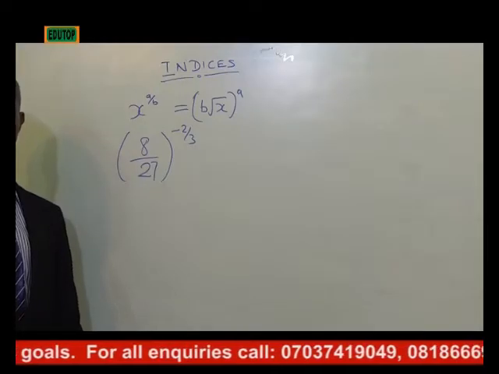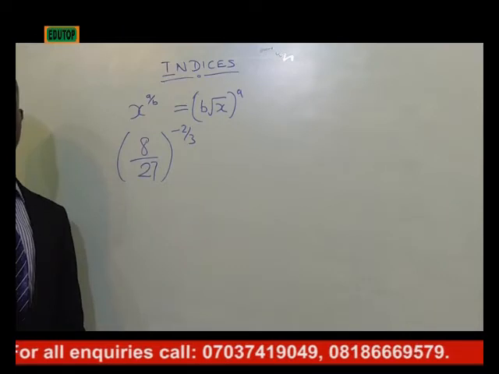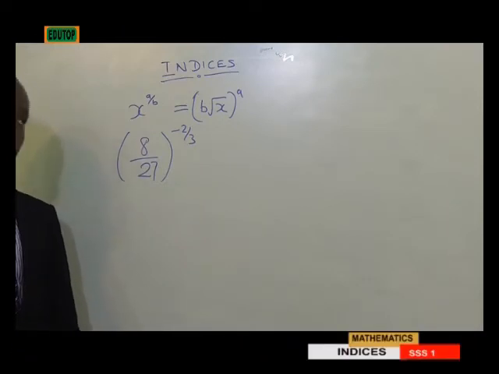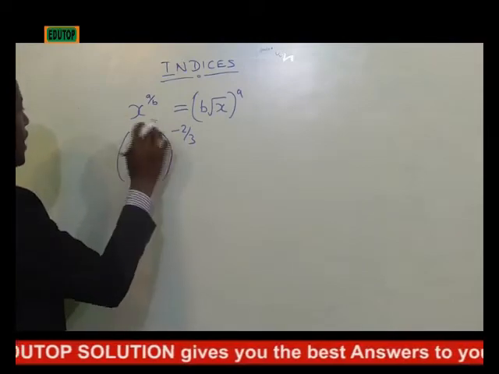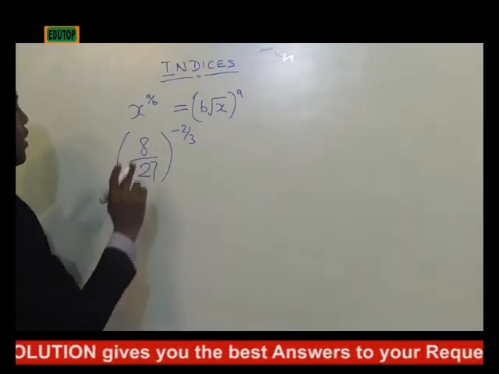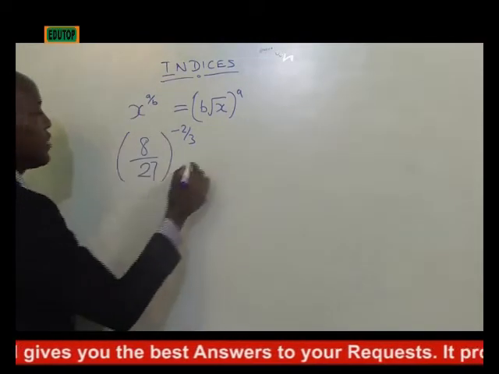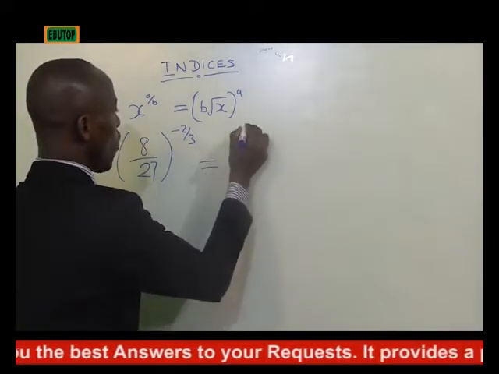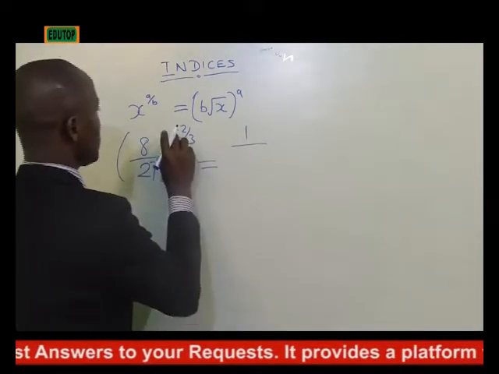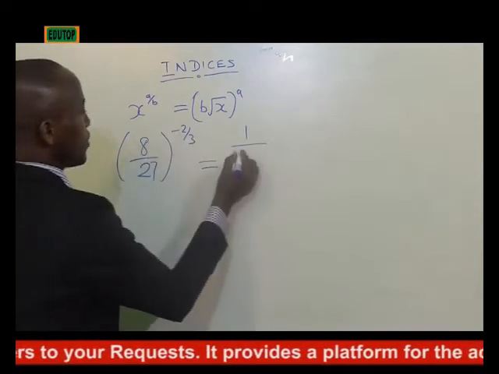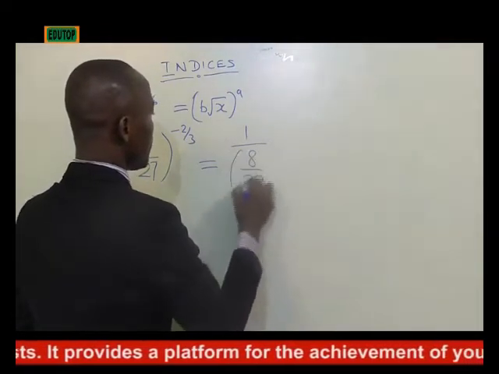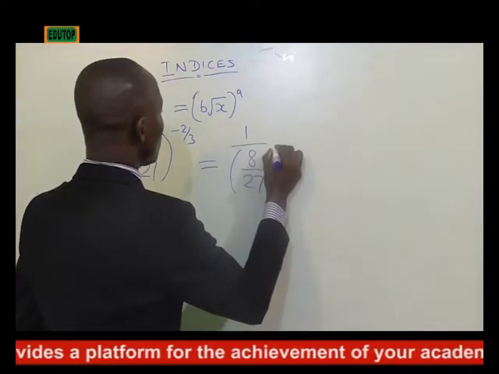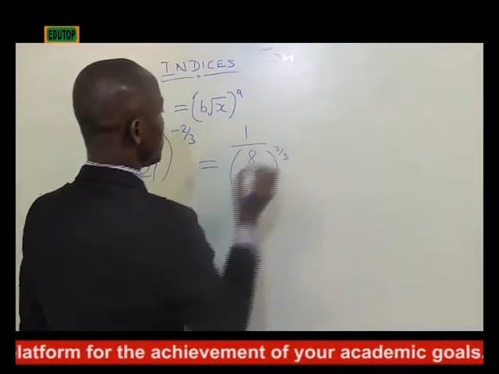We are combining the 4th law, the 6th law, and the 7th law. This minus means everything that we have here all over 1 all over everything that we have here. So it is equal to 1 all over. Let's first treat this minus. We'll now be having 8 all over 27, everything all over 2, 3.